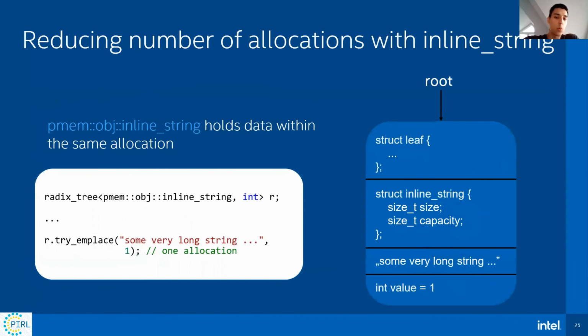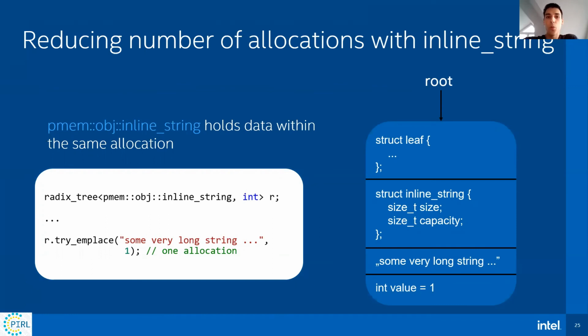So for that purpose, we introduced InlineString. This data structure can hold data within the same allocation and hence limit the number of dereferences. On the right, you can see a layout of a leaf node for RadixTree when we are using InlineString. And you can see that all the data is stored within the leaf in the same allocation. And by the way, both key and value can be inline strings. Okay, so that was the last container I wanted to talk about.